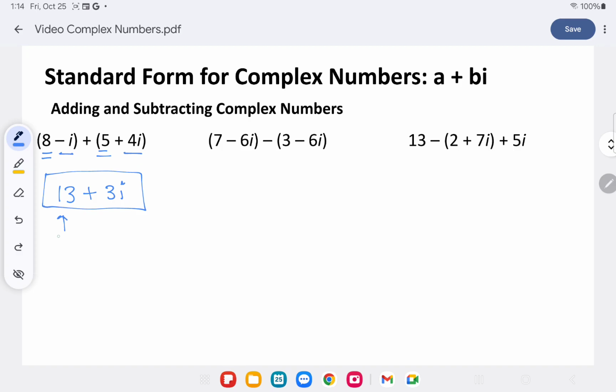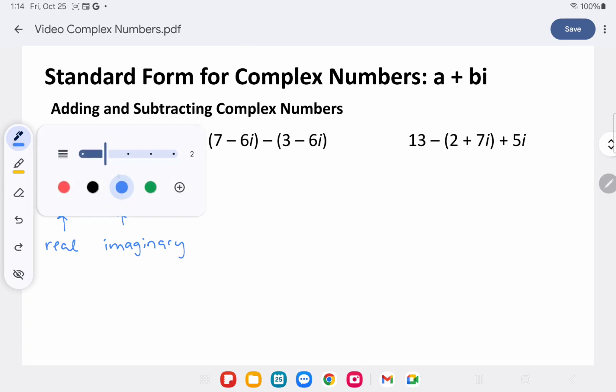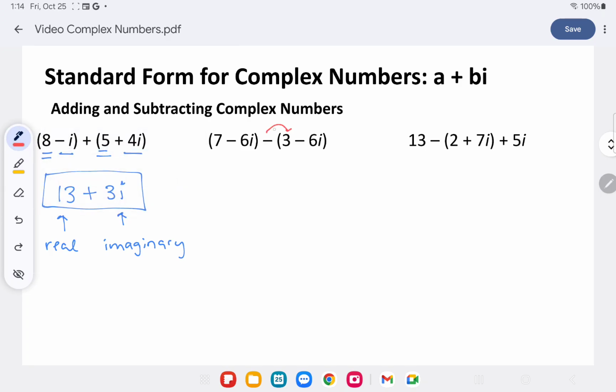Standard form says the real part is going to be written first, and the imaginary part is going to be written second. So second example, now we're subtracting. With subtraction, make sure you distribute that negative sign so you don't make silly mistakes here. And then again, we're going to combine our like terms. So when I combine the real parts, 7 and negative 3 make 4. And when I combine the imaginary parts, negative 6i and positive 6i cancel each other out. So our final answer would just be 4, the real number 4.